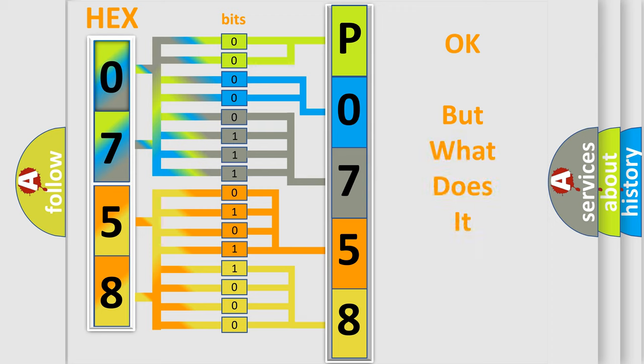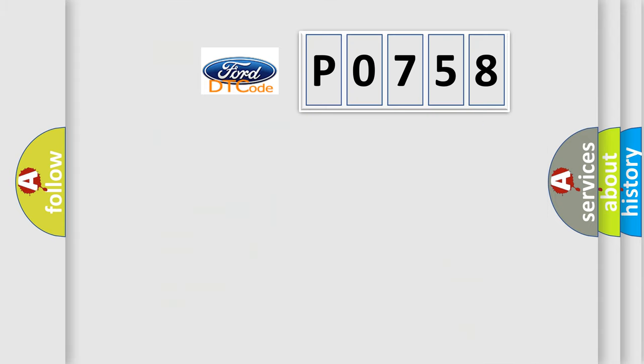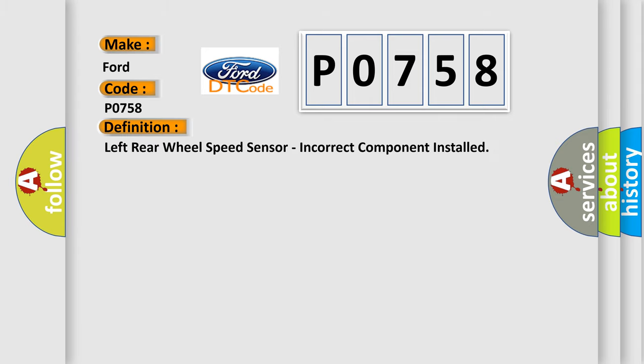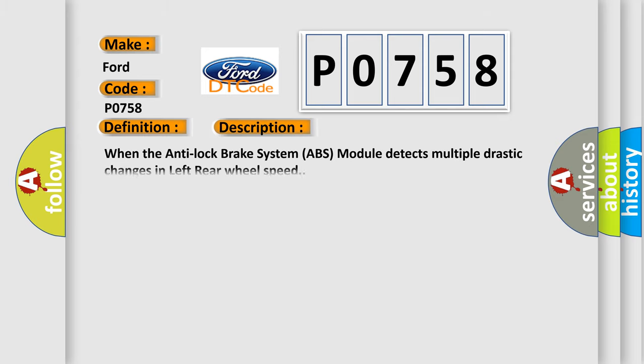The number itself does not make sense to us if we cannot assign information to what it actually expresses. So, what does the diagnostic trouble code P0758 specifically interpret for Infinity car manufacturers? The basic definition is left rear wheel speed sensor, incorrect component installed. And now this is a short description of this DTC code.